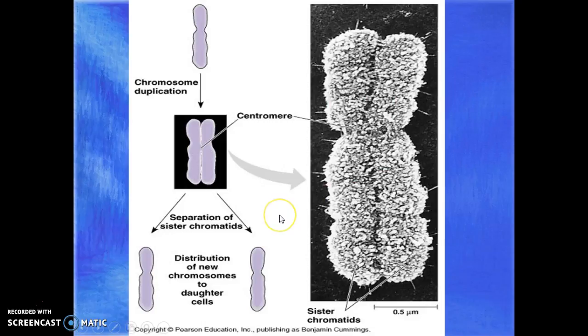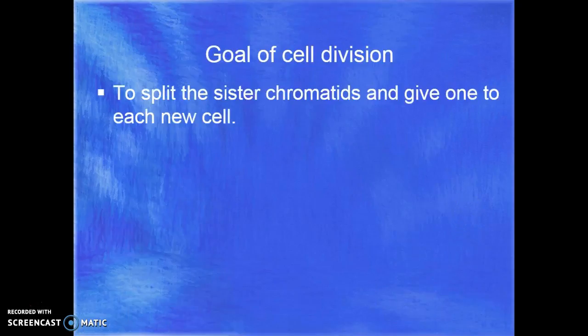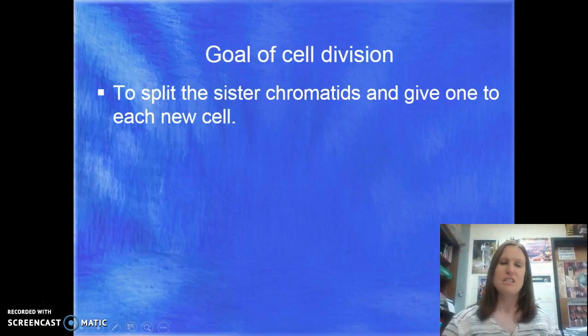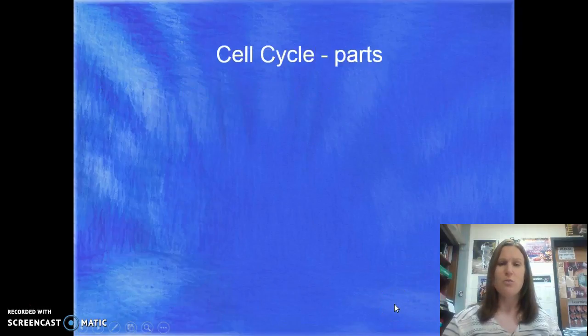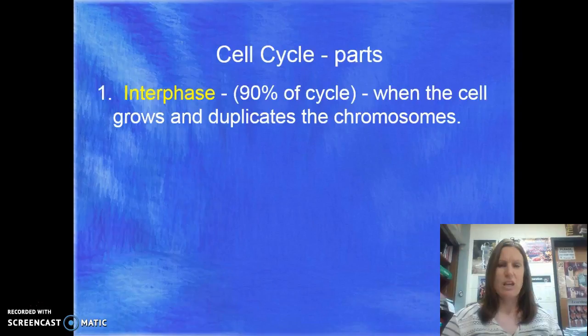They are identical to one another. Now, through the process of the cell cycle, we are going to get a separation of the sister chromatids so that each new daughter cell has a set of that genetic information. And remember, these are identical. So each of those daughter cells will have the exact same genetic information. Typically the goal of cell division can simply be stated as to split the sister chromatids and give one to each new cell, so that at the end, we have two identical cells.